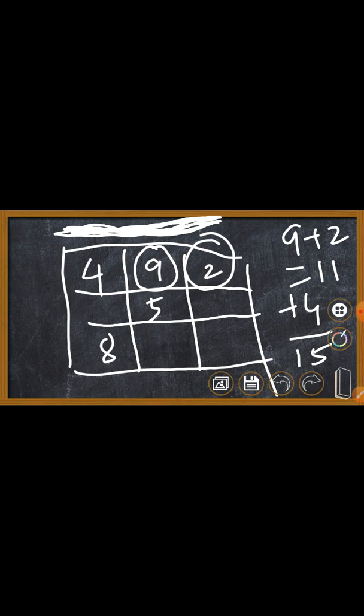Now let's look at this from corner to corner. I'm not filling up this box because it will make it dirty and you guys won't understand. Here you have two pieces of information: one is 4, the other one is 5. 4 plus 5 is 9. 9 plus how much is 15? 9 plus 6 is 15. So I will write 6 over here.